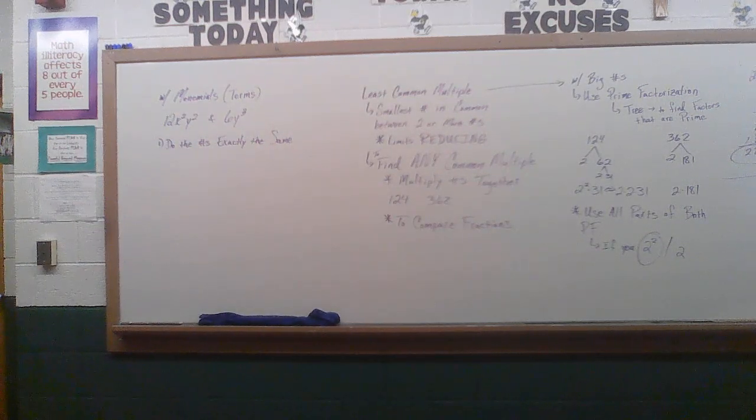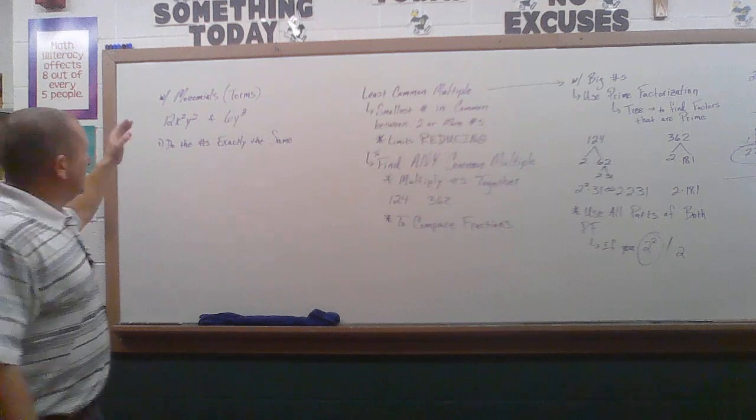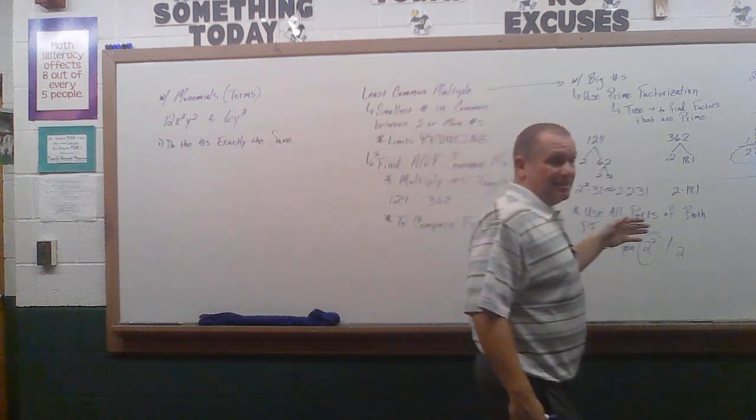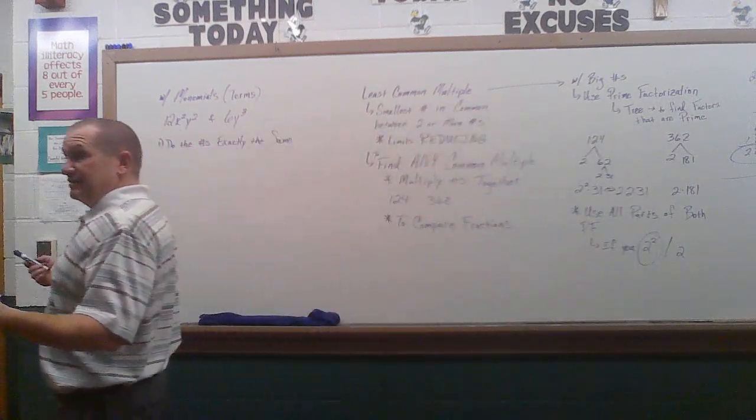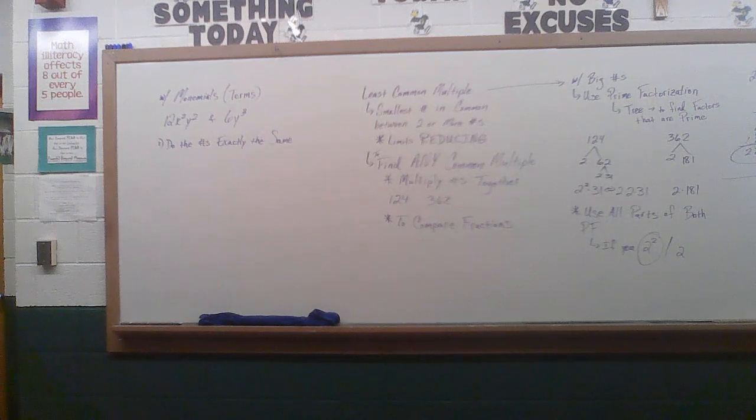Did you make the lists? Did you just do the problem? Meaning, again now, are they asking for the least or just any? If it's any again, I can just multiply them together. If it's the least, then I either have to do my list or do my prime factorization. Okay? What about the variables? What do you think you're going to do with the variables?